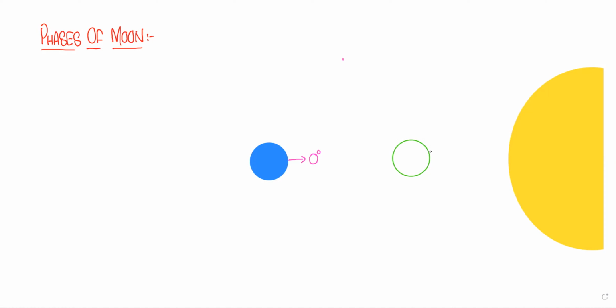Otherwise the shape of that moon is very sharp, so it is not visible with the normal eye. That's why we use a telescope to observe the new moon, right? So that is the initial phase or the starting phase of the moon. This is known as the first phase, which is the new moon, right?